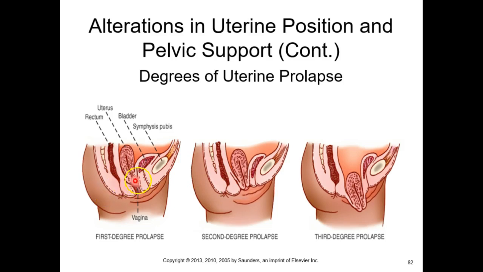So it's by degrees. There's a first degree prolapse. The cervix is still within the vagina, but it's not set as high as it should be. Second degree prolapse, the cervix and cervical os can be viewed through the vaginal orifice. And a third degree prolapse is what's on the next page.